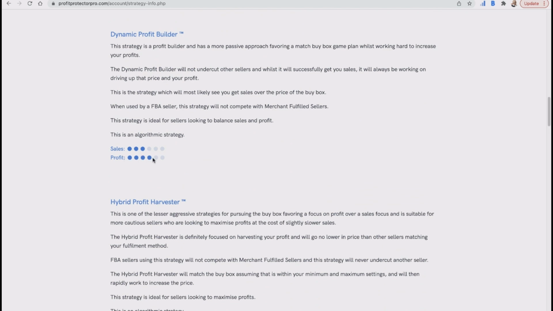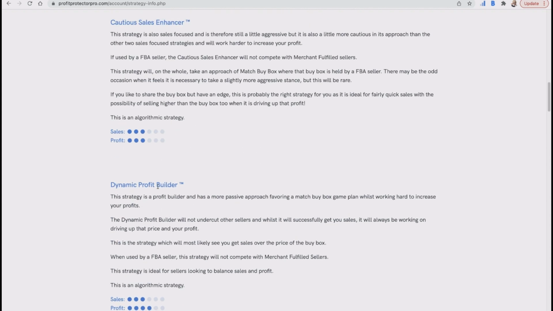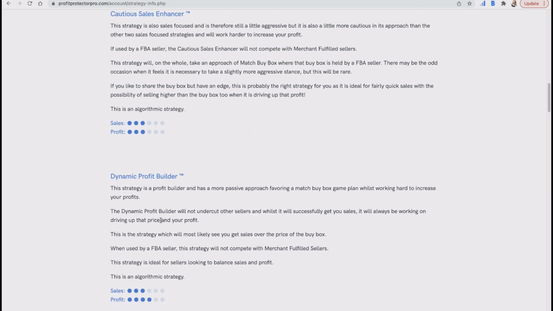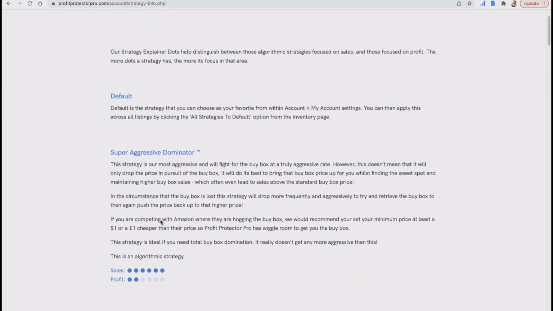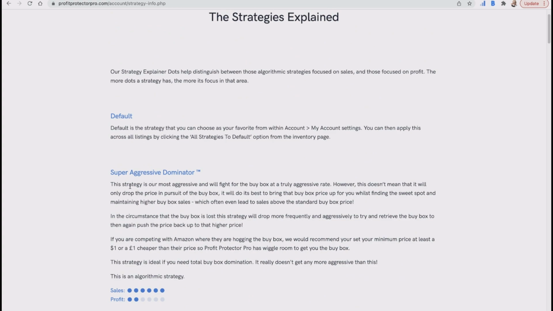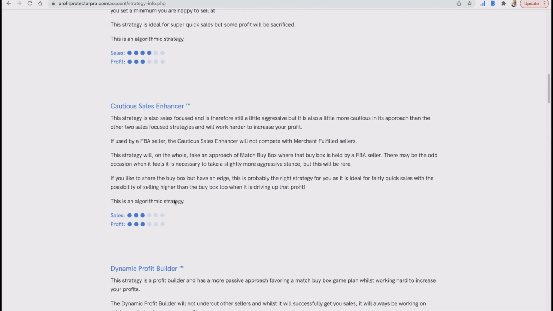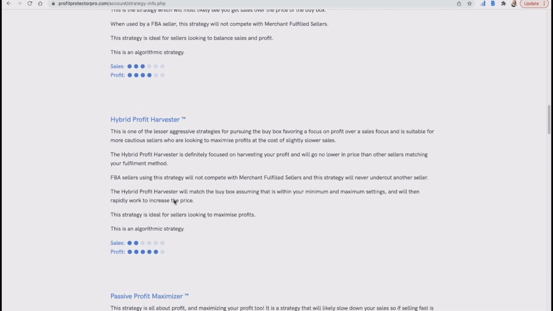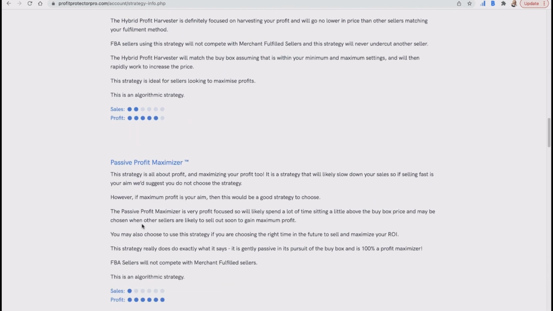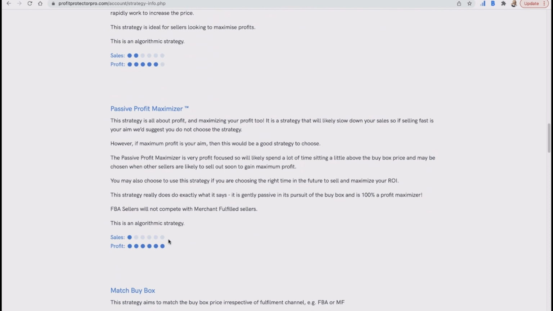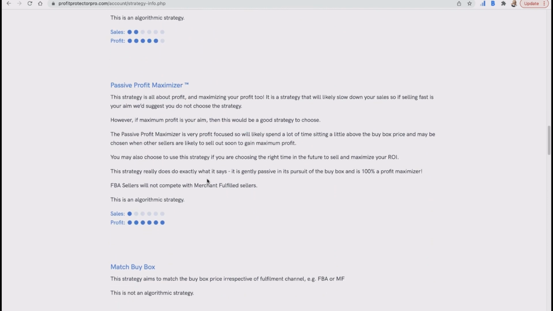So if you've got something with not so many sellers on the listing, then something like cautious or dynamic might be a really good option, because Profit Protector Pro is going to try pushing up that price a lot. If you've got loads of very competitive, aggressive sellers, then you'd need to use the super aggressive dominator. So it all depends what's going on with that listing. But you can see from all of these that you've got the smart strategies. And then what you've also got is basic strategies, so rules rather than clever algorithmic strategies.